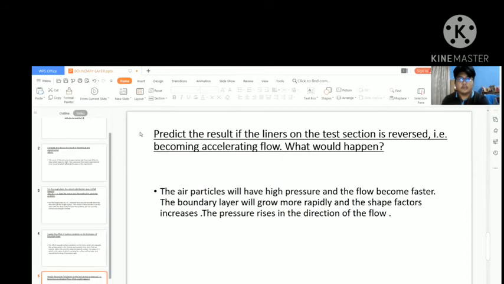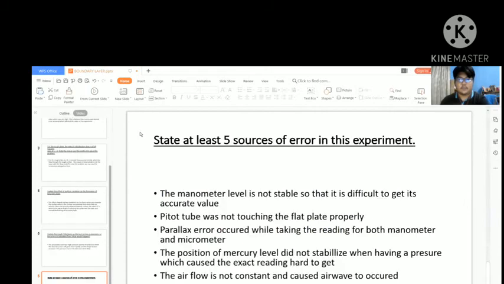Fourth, predict the result if the liners on the test section are reversed, becomes accelerating flow. What would happen? The air particles will have high pressure and the flow will become faster. The boundary layer will grow more rapidly and the shape factor increases, and the pressure rises in the direction of the flow. Last, fifth, state at least 5 sources of error in the experiment.